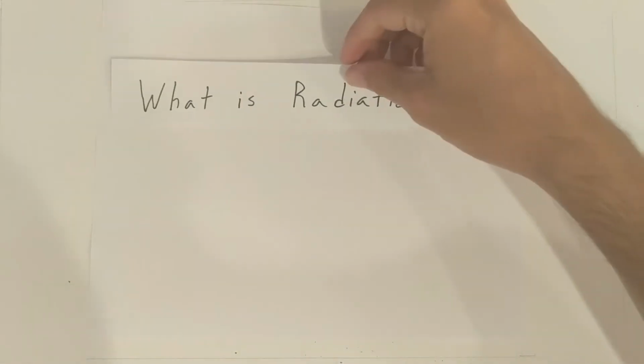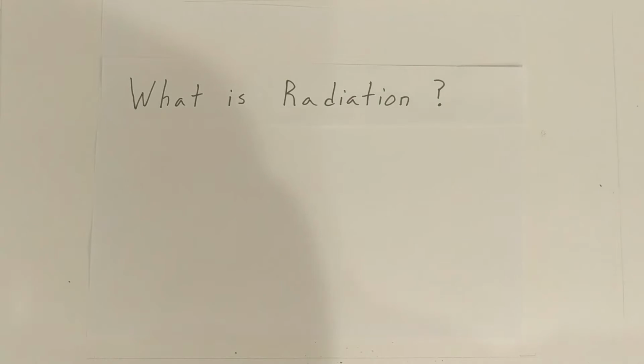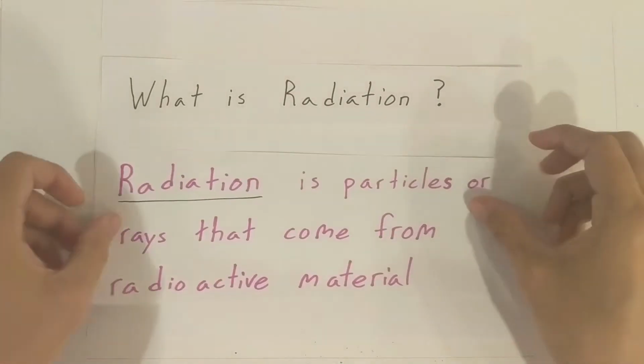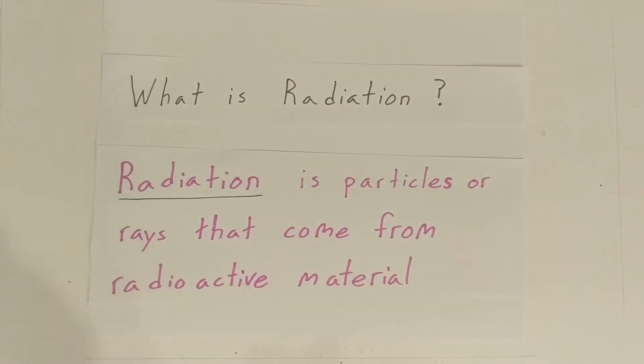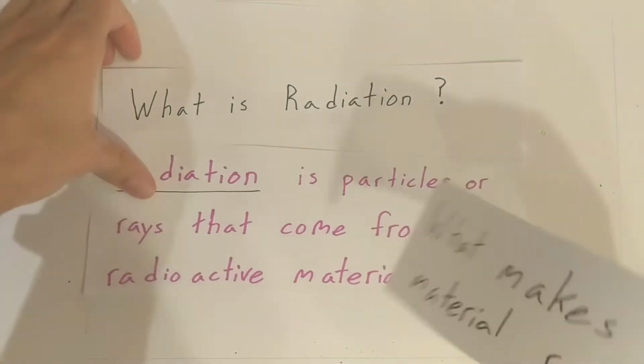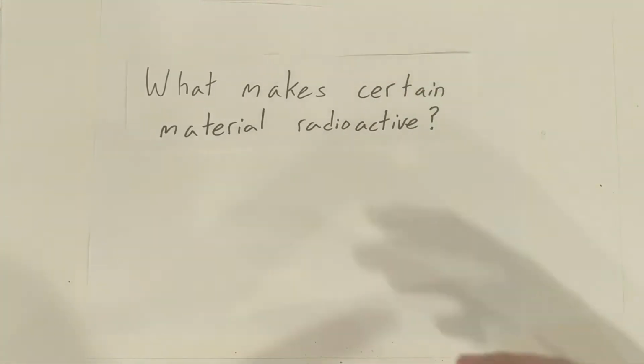So our first question is, what is radiation? So the definition is, radiation is particles or rays that come from radioactive material. So from that, we should naturally have another question. What makes material radioactive? So that leads us into this question.